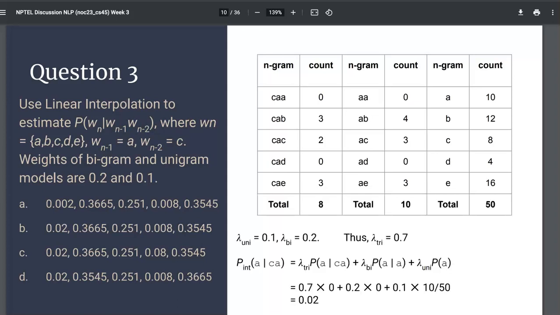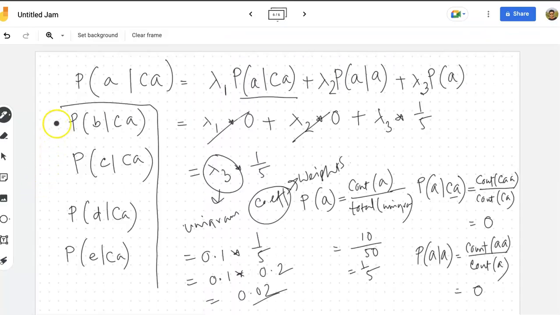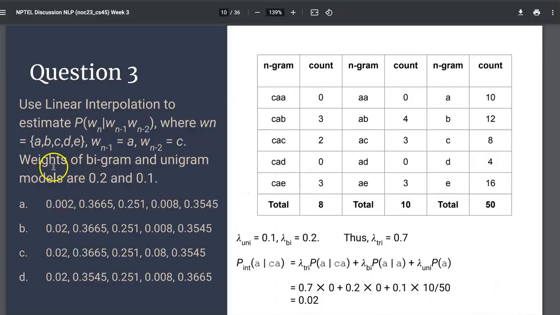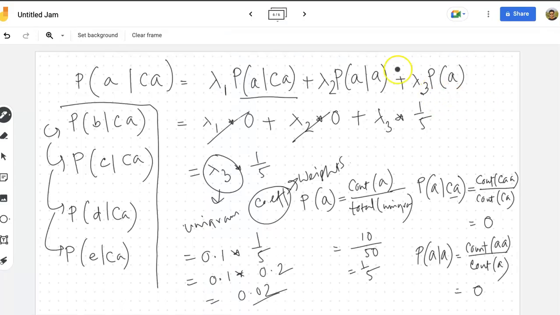Okay, let's see. You can see they have done this. Now, in a similar way you can find the other probabilities also. But one thing you should notice: here they have only given the weights of bigram and unigram, which are 0.2 and 0.5. So lambda 2 and lambda 3 are given.